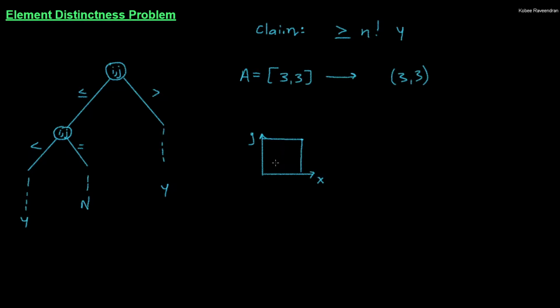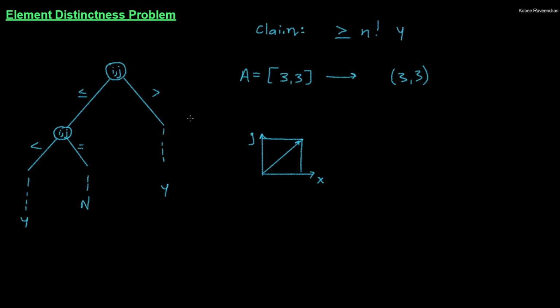Now the cool thing to note is that whenever x and y are equal, remember, if x and y are equal, that means that we have a duplicate. So whenever x and y are equal, that's basically just this line, right? This line y equals x, which bisects our region in two pieces. So if any point is on this line, we know it's going to end up in a no leaf. Whereas if it's on this top left half or this bottom right half, eventually that point will find a yes leaf.